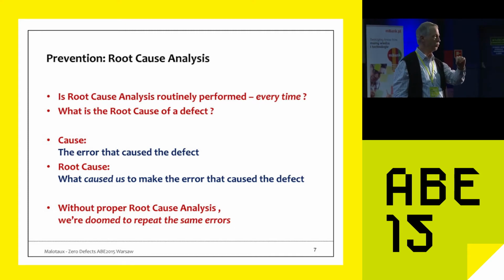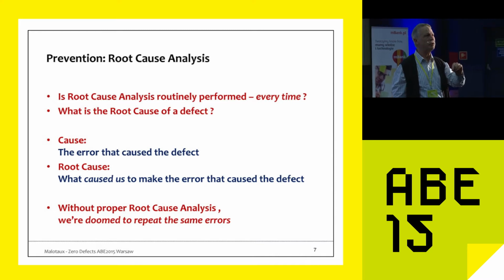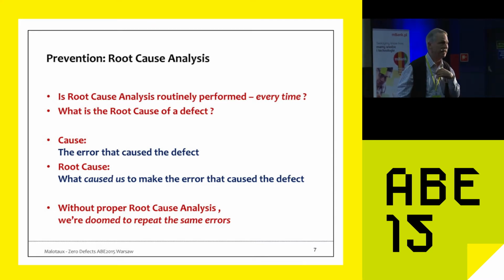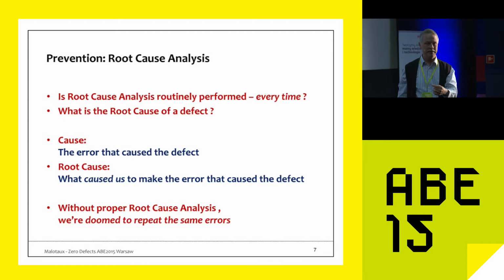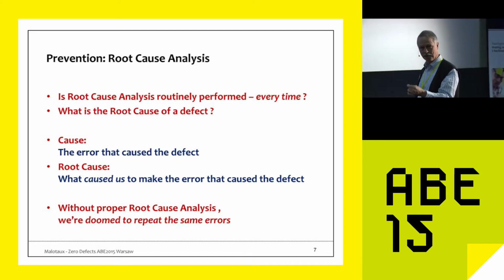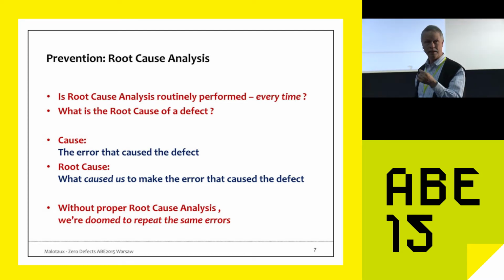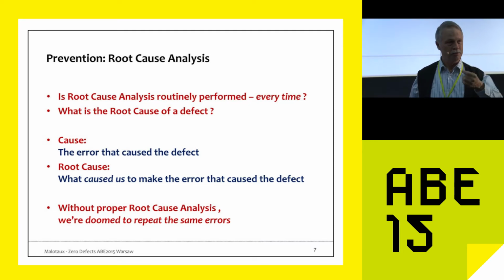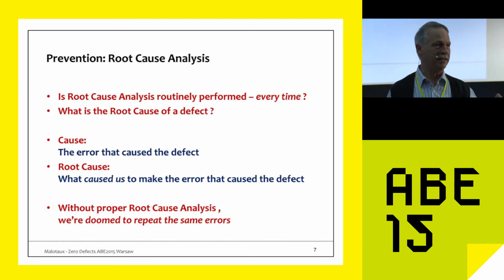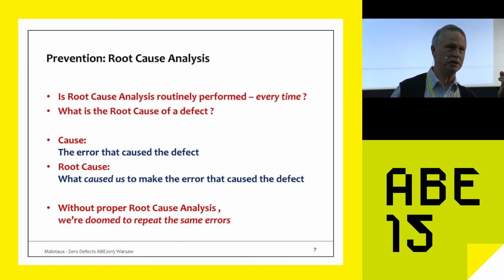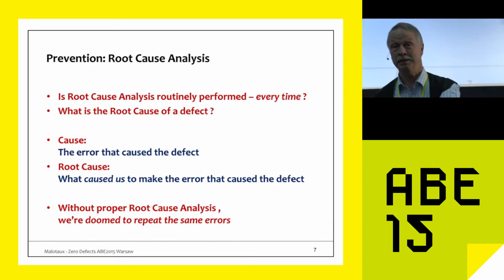And only if we go to the root cause can we think what we can do about ourselves, never ever to inject this defect anymore. That's a learning. So it's good to see the difference. The cause of the defect is the error that makes the software malfunction. The root cause is what caused us to introduce this error.